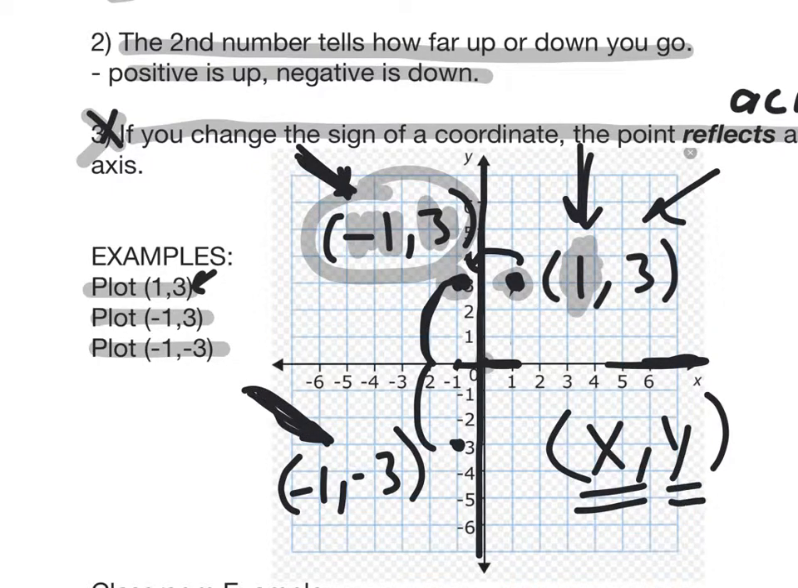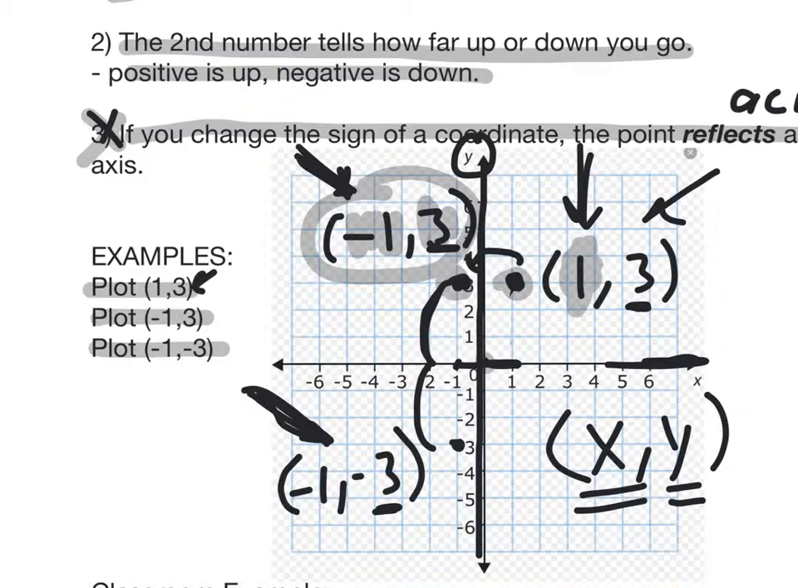The second number is the y coordinate. That's the 3 and the 3 and the -3. Those numbers tell you how far you go up or down on the y-axis. Remember, the y-axis is that number line. So you'll hear us talk about x coordinates and y coordinates, and those have to do with the x and y axis.